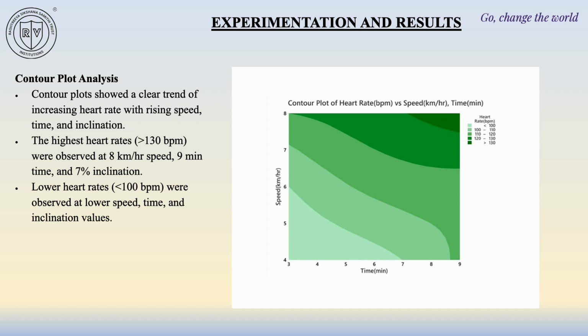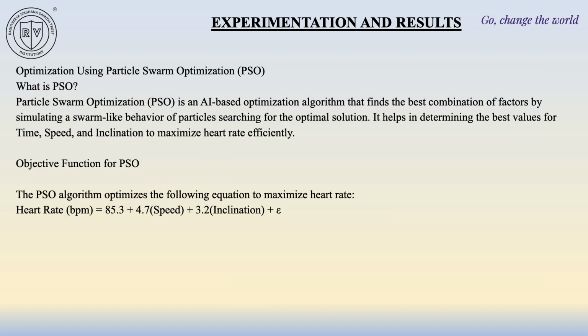So here we have primarily discussed speed versus time. Now we shall discuss how this heart rate was optimized using PSO, the particle swarm optimization. So what is PSO? It's an AI-based algorithm that finds the best combination of factors by simulating a swarm-like behavior of particles, searching for the optimal solution. It helps in determining the best values for time, speed, and inclination to maximize the heart rate efficiently.